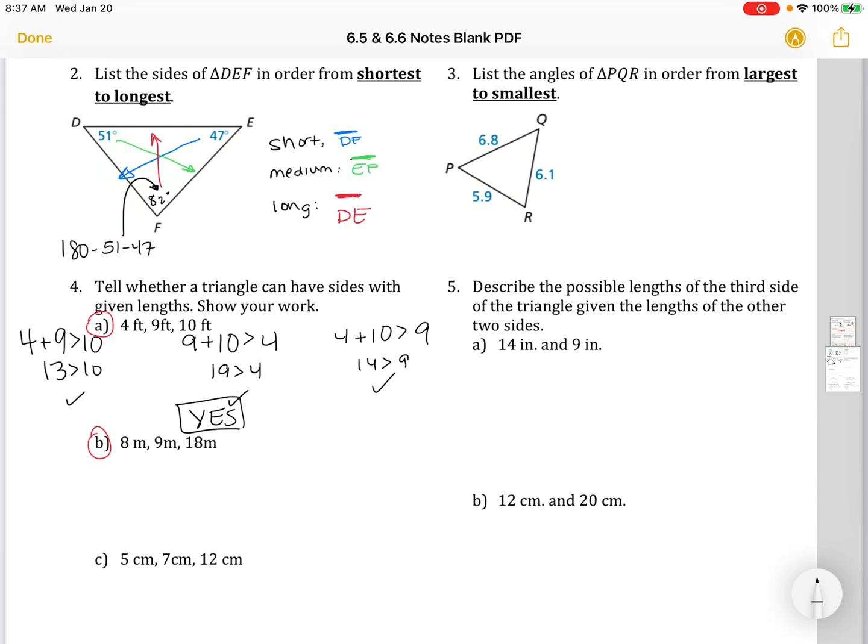All right, make all combinations for part B. Is 8 plus 9 greater than 18? Is 18 plus 9 greater than 8? Is 18 plus 8 greater than 9? All right, is 17 greater than 18? No, it is not. You don't have to go any farther. As soon as you realize one is not going to work, you stop. No, this is not going to be a triangle.